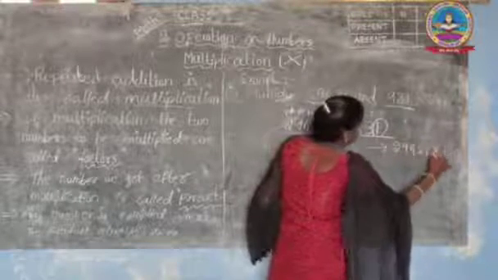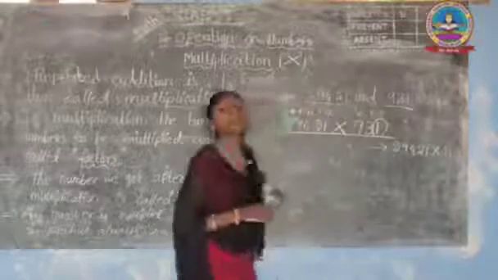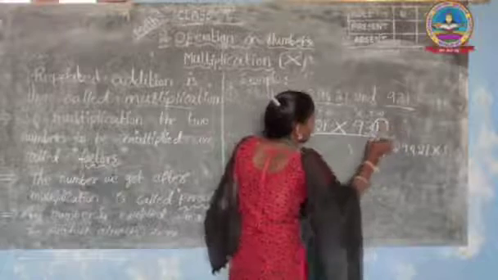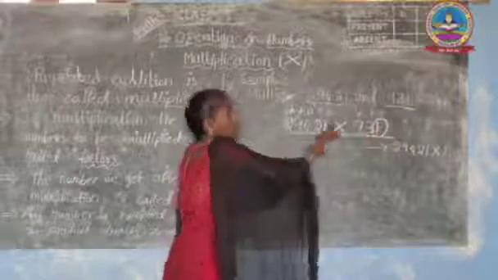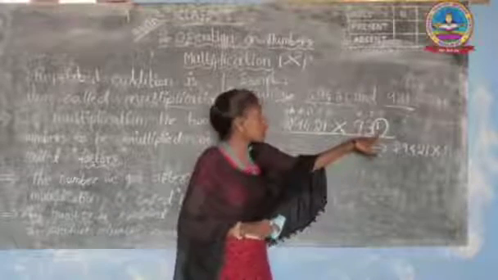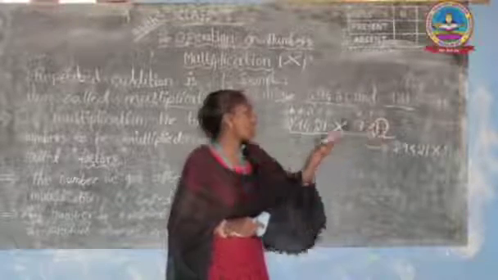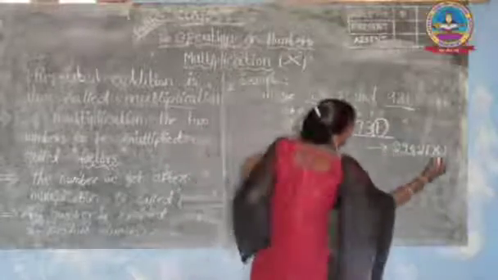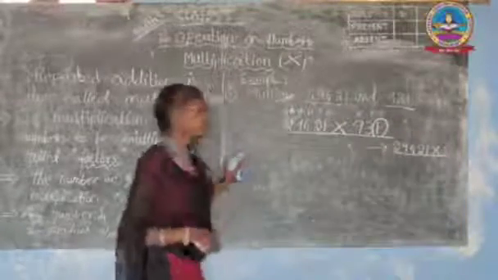29421 into 1. First we multiply, starting with the ones place digit. The ones place digit is 1. So first we start with 1. Let's multiply this number with 1. So this is the first step.